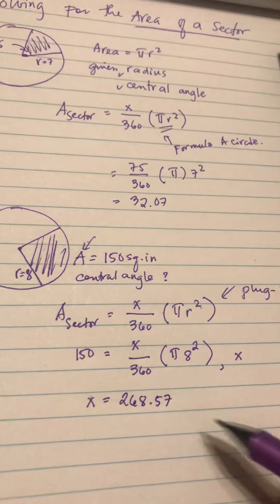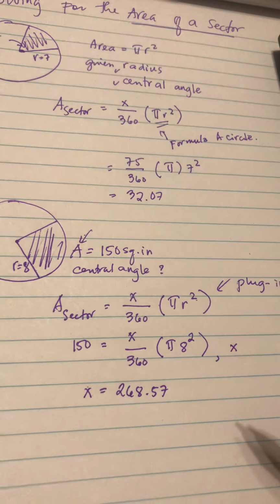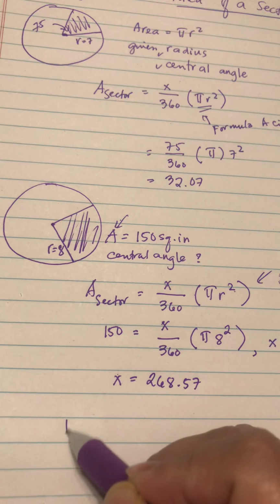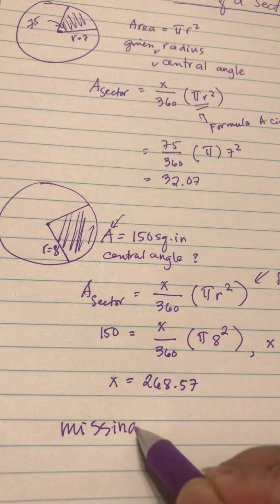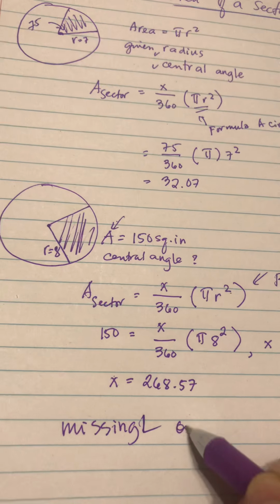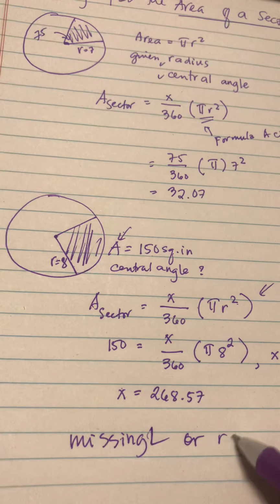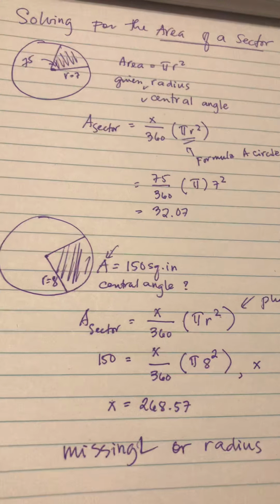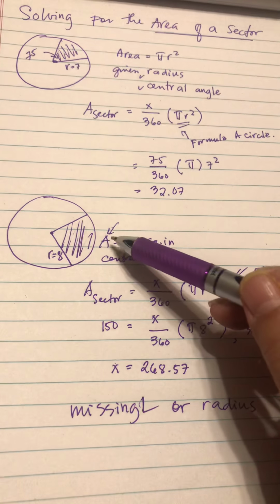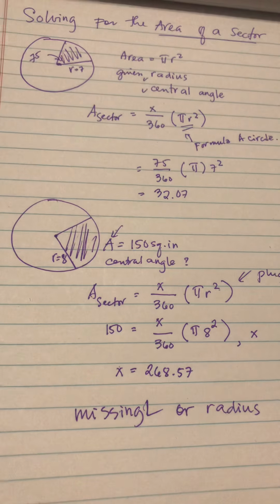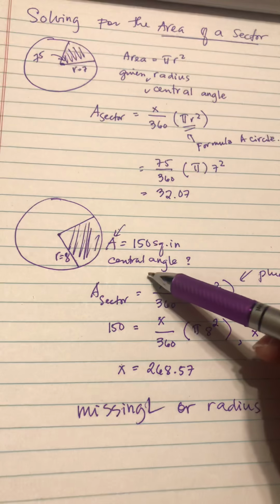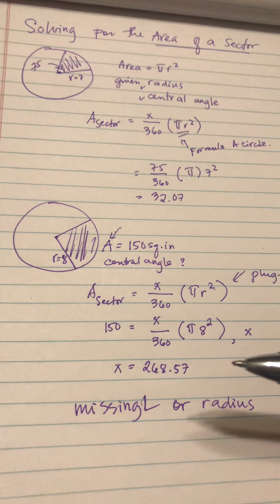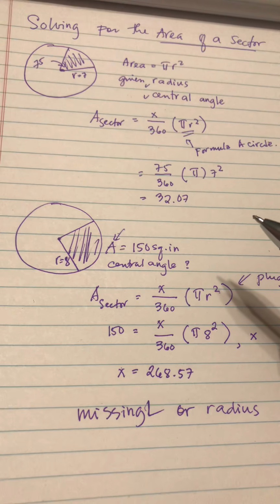So these are just simple steps that you will be doing in order to solve for a missing angle or radius. The key will be to look for what is given to you, whether it's an arc length or an area of the sector. If it's an arc length, then you'll use the arc length formula. If it's an area of the sector, you will use the area of the sector formula.